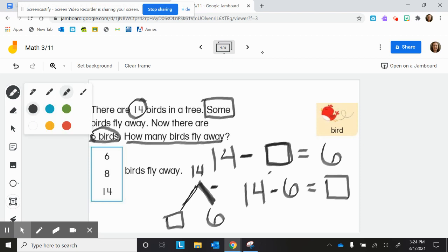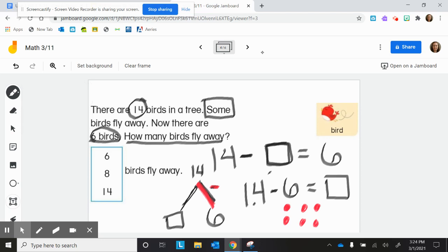14 over here. Do you guys see that? Let me put it in red. I could do this side. 14 take away 6. Let's do it. So 14 take away 6. I'm going to draw 6 dots here. We're going to count backwards and then see how many birds flew away.